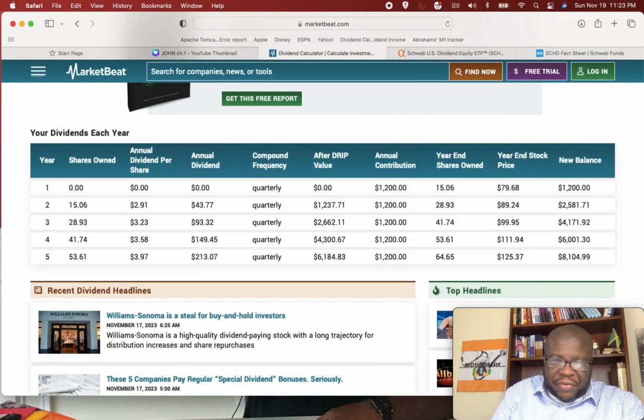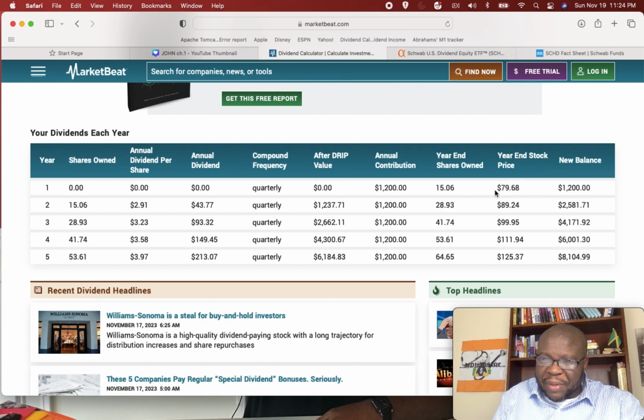The chart here is very small. So in year one we started with nothing, zero owned. $1,200 was what we invested. The year-end shares owned: we owned 15 shares at the end of the year.